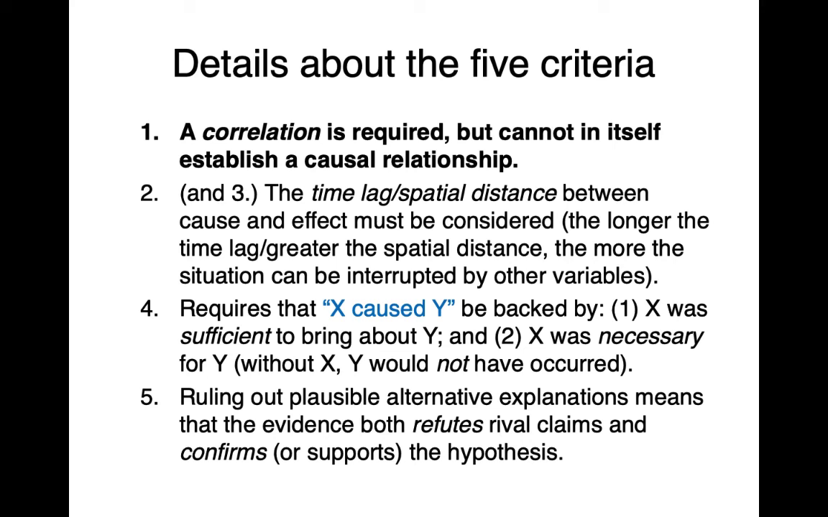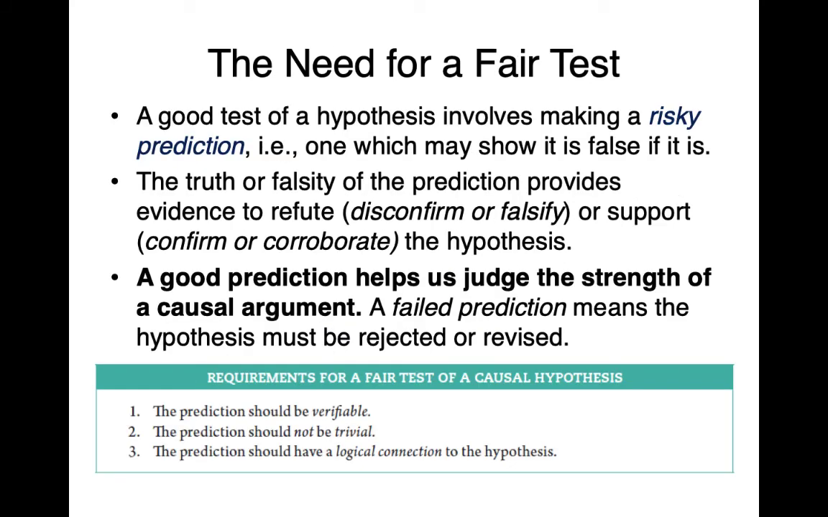Number 5, ruling out plausible alternative explanations means that the evidence both refutes rival claims and confirms or supports the hypotheses. Again, confirmation doesn't prove something's true. Confirmation just says, okay, we're seeing evidence consistent with the hypothesis that's the best so far. I mean, we need a fair test here of explanations. A good test of a hypothesis involves making a risky prediction, that is, one which may show it is false if it is. I'll talk about this in the next lecture when I discuss verifiability and falsifiability.